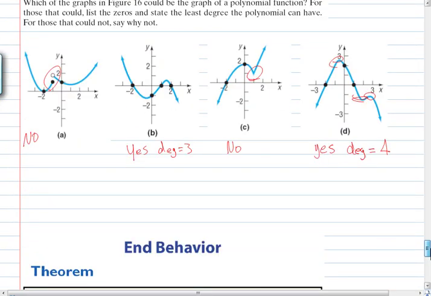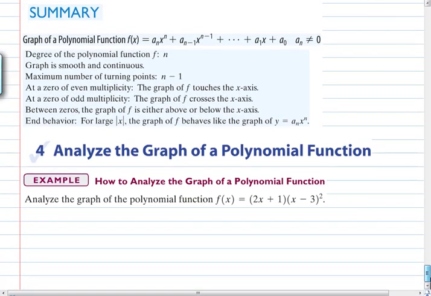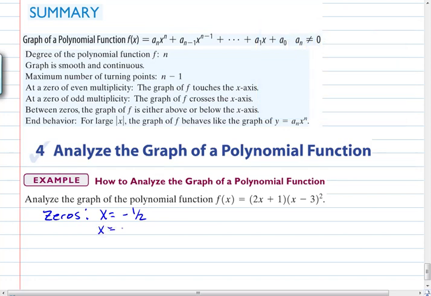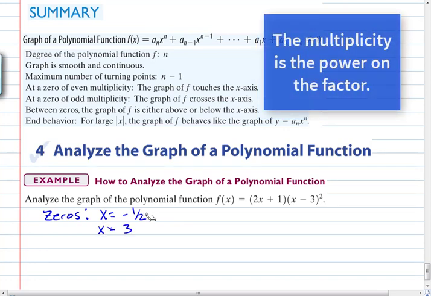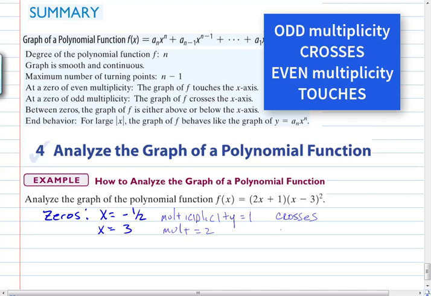Okay, so we know a lot of information now about the end behavior, and this is where we're going to leave with the summary. We've already gone over a lot of this information. Let's look at this right fast, how to analyze the graph of a polynomial function. If this is our function, first of all, how many zeros are there? What would our x-intercepts be? We have zeros at x equals -1/2 and x equals +3. What is the multiplicity of this 0? Is the graph going to cross or touch here? What is the multiplicity of this graph? Is it going to cross or touch?